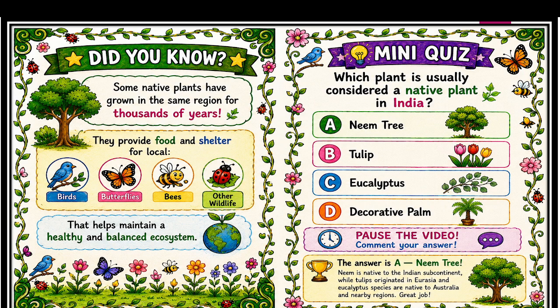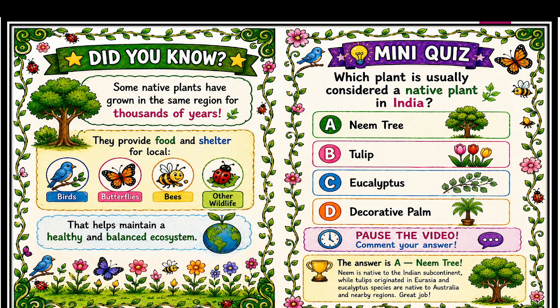Okay, brain check. Which plant is usually considered a native plant in India? Neem tree, tulip, eucalyptus, decorative plant. Pause the video and comment your answer in the comment box. The correct answer is neem tree, option A. No cheating. The answer is here, but you have to remember native plants versus exotic plants and then answer it. Neem is native to the Indian subcontinent, while tulips originated in Eurasia and eucalyptus species are native to Australia and nearby regions. Great job!